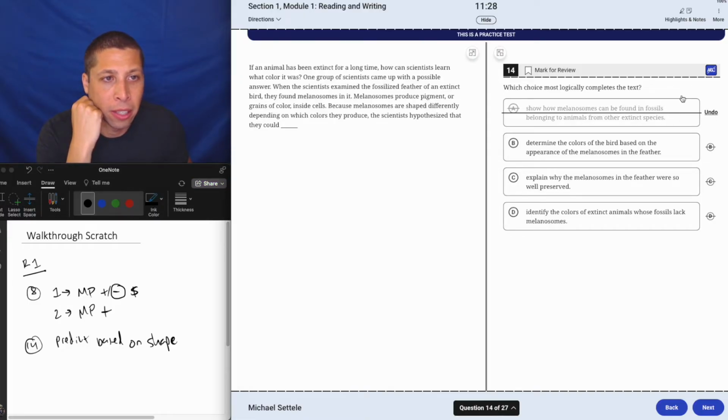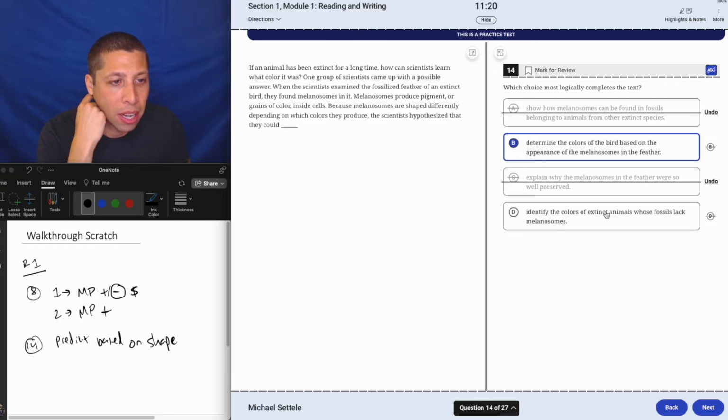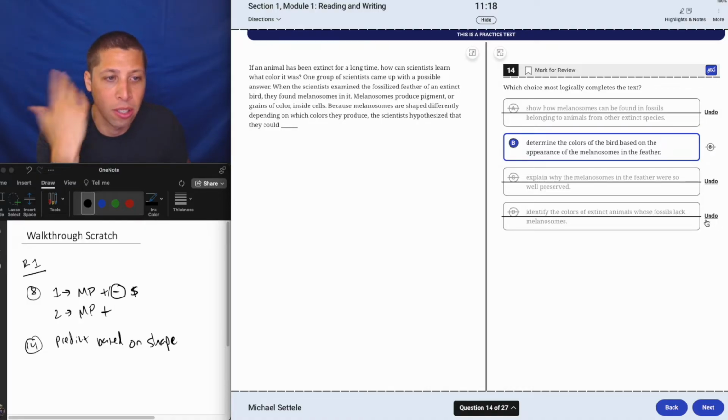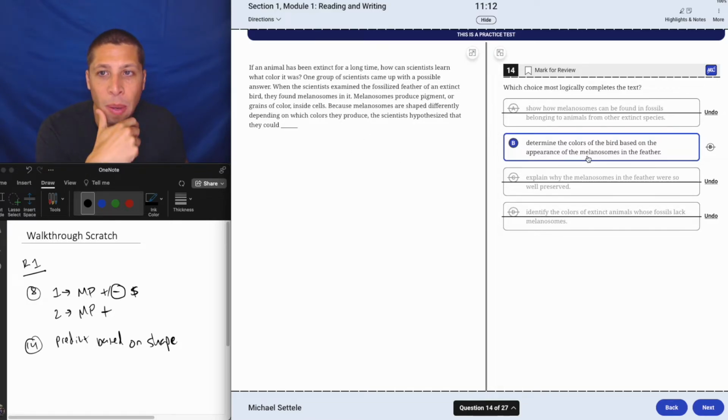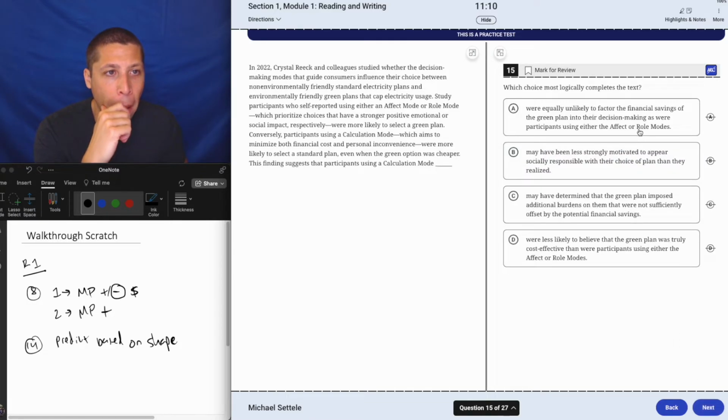It doesn't do anything but the color or the shape. Okay, determine the colors of the birds based on the appearance. Yeah, okay, that's probably it. Explain why the melanosomes in the feather were so well preserved. Nope, it's not about that. Identify the colors of extinct animals whose fossils lack. No, because they're saying this is the way that they do it. So if they didn't have the melanosomes, then I don't know what they would do. So yeah, this is basically just what I said. Okay. Logically completes the text. And I think this is my last question.